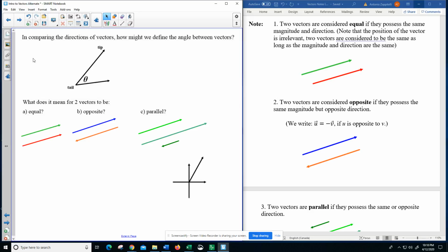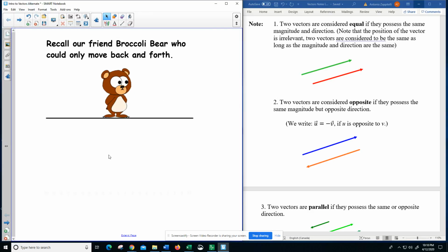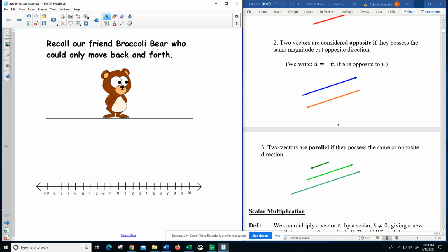Now, not surprisingly, again going back to our work in one dimension, if I'm at position 4 as opposed to position -4, why not co-opt the negative notation to represent opposite? So when u and v are opposite vectors, we can say that u is equal to -v. And we talked about two vectors being parallel if they possess the same or opposite directions.